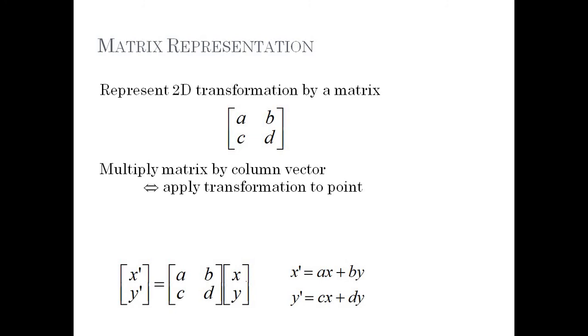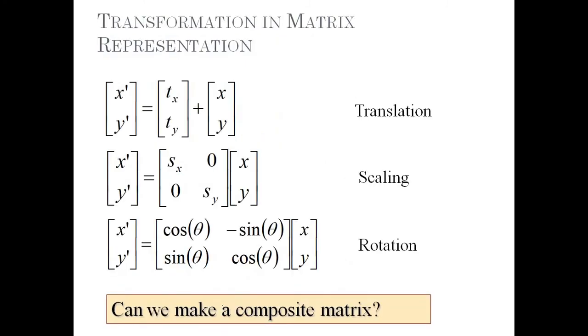To represent a 2D transformation by a matrix, we multiply the matrix by a column vector to apply the transformation to a point. This is a simple example I have just explained here. x dash will be a into x plus b into y. Likewise, y dash will be c into x plus d into y. This is how matrix multiplication is done. Now, we have already studied translation, scaling, and rotation, and these are the three formulas for transformation. The first one is translation, the second one is scaling, and the third one is rotation, represented in matrix form.